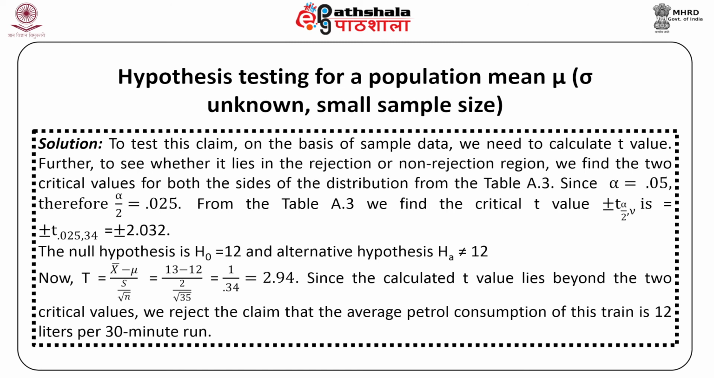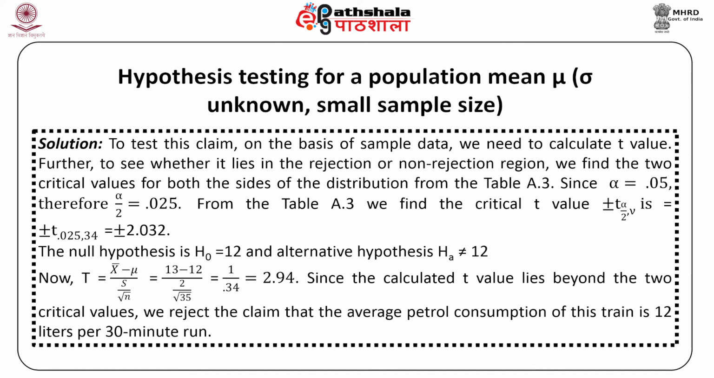The null hypothesis is that H naught is equal to 12, and our alternative hypothesis, HA, is that it is not equal to 12. So this 12 is the assertion of the driver, the average petrol consumption. I can also write the null hypothesis differently: H naught is that mean consumption mu is equal to 12, and the alternative hypothesis is that mu is not equal to 12.